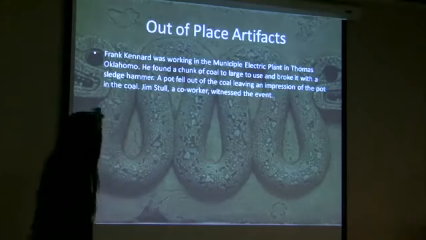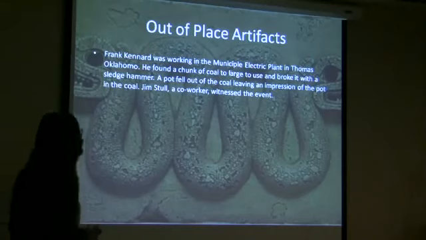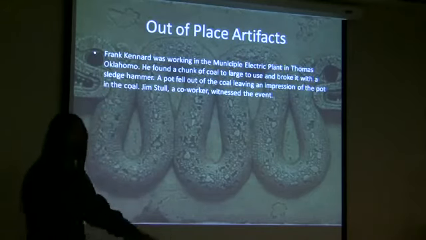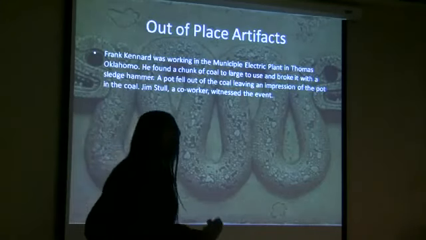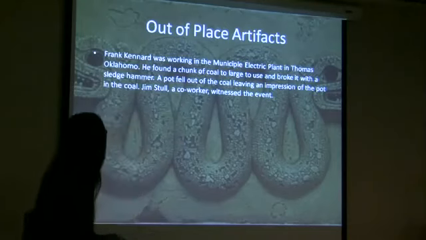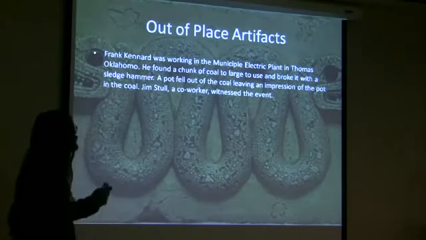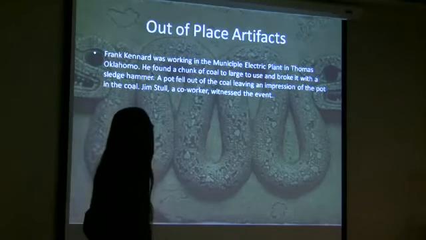Let's look at some of these things that were found in coal. There was this guy, Frank Kennard. He was working in the municipal electric plant in Thomas, Oklahoma. He found a chunk of coal too large to use, and he broke it open with a sledgehammer. So this is a coal-fired power plant, and they're going to throw coal into this thing to make it burn. And, oh, here's a chunk that's too big, so he grabs a sledgehammer to smash it open. A pot falls out, like an old iron pot, leaving an impression of the pot behind in the coal. So the iron pot was without a doubt contained within the coal, and there was a witness to this event.